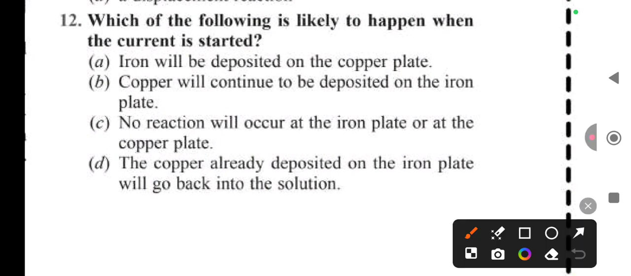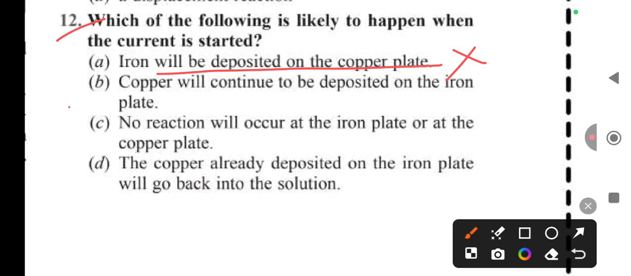Next question: which of the following is likely to happen when the current is started? Iron will be deposited on the copper plate. Has iron been deposited? No, it is wrong. Already in the question it is given that copper will be deposited on the iron, but not iron on the copper.